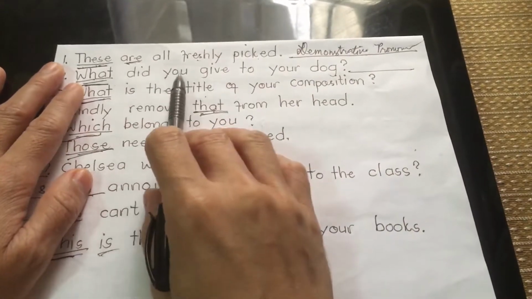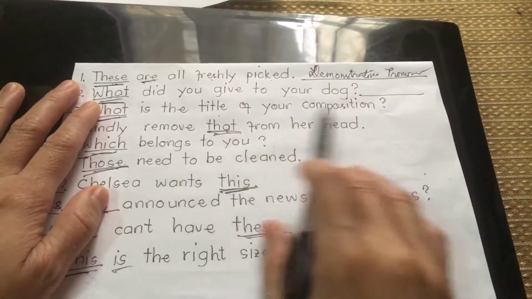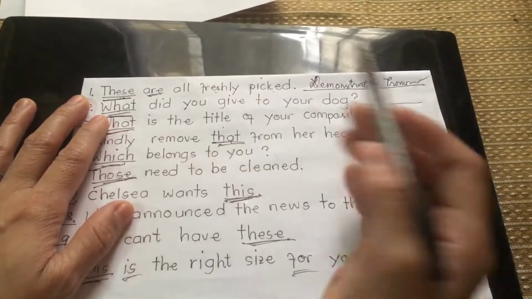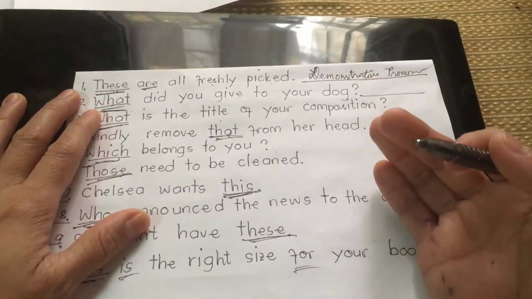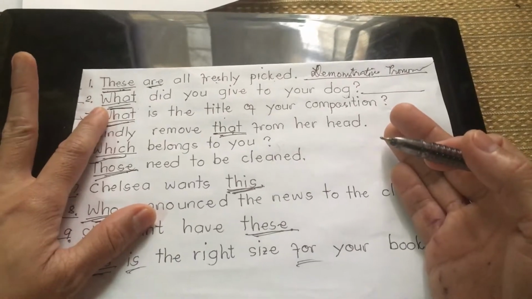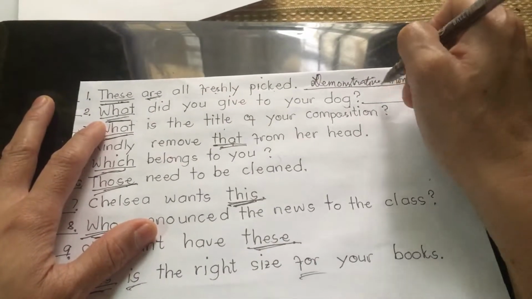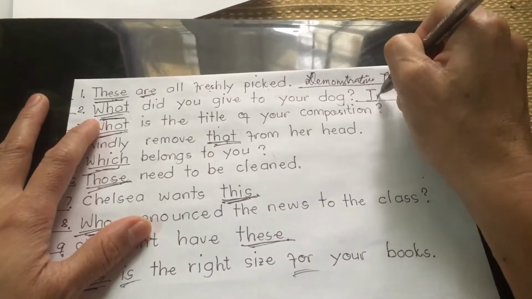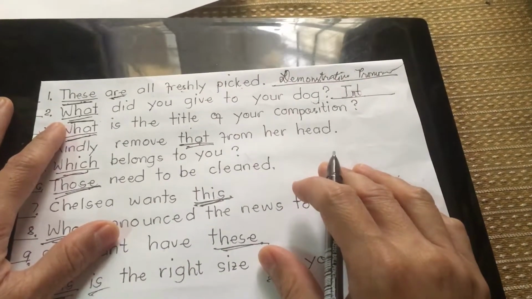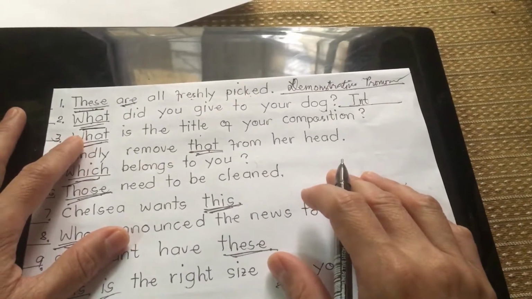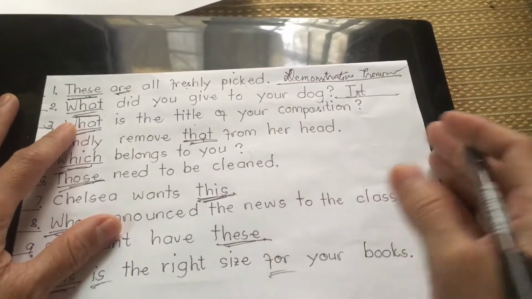Next, what did you give to your dog? It's asking what. So obviously, class, we need to remember the definition of interrogative and demonstrative pronoun. So we're going to write I. That means to say interrogative. It's asking about what did you give to your dog? What kind of food did you give it?